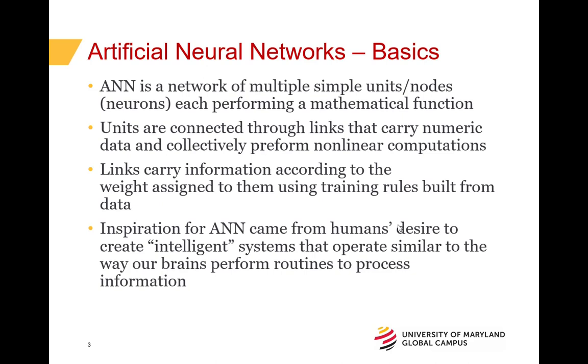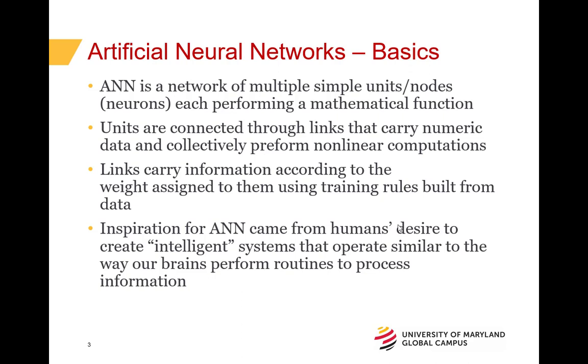Okay, so the basics. An artificial neural network is composed of simple units. We call them nodes, and they're also called neurons. Each of those performs a mathematical function. So a neuron is nothing but a way to compute a mathematical function in the network. The different neurons are connected through links and they carry information. Each neuron performs some computation and that is transferred to the next neuron through links. The links are nothing but just a line that connects the different inputs.